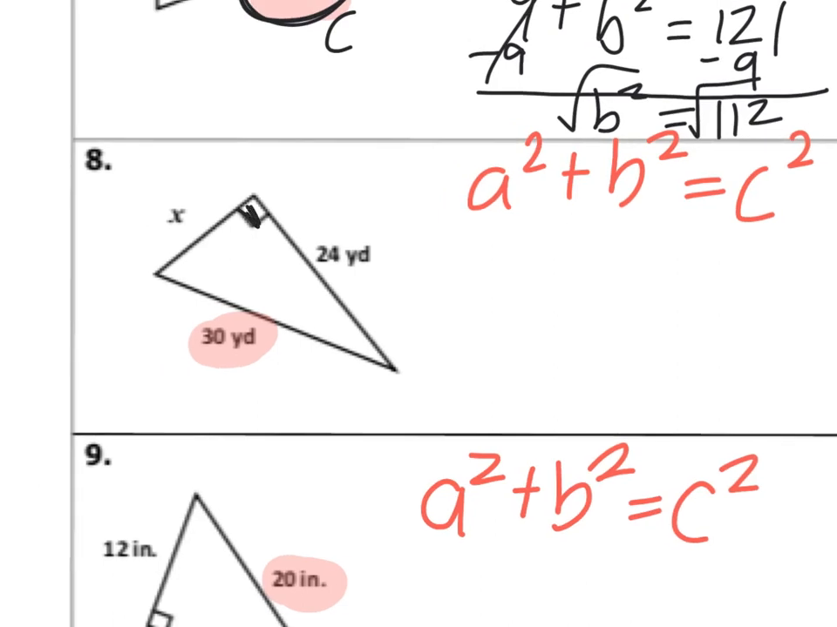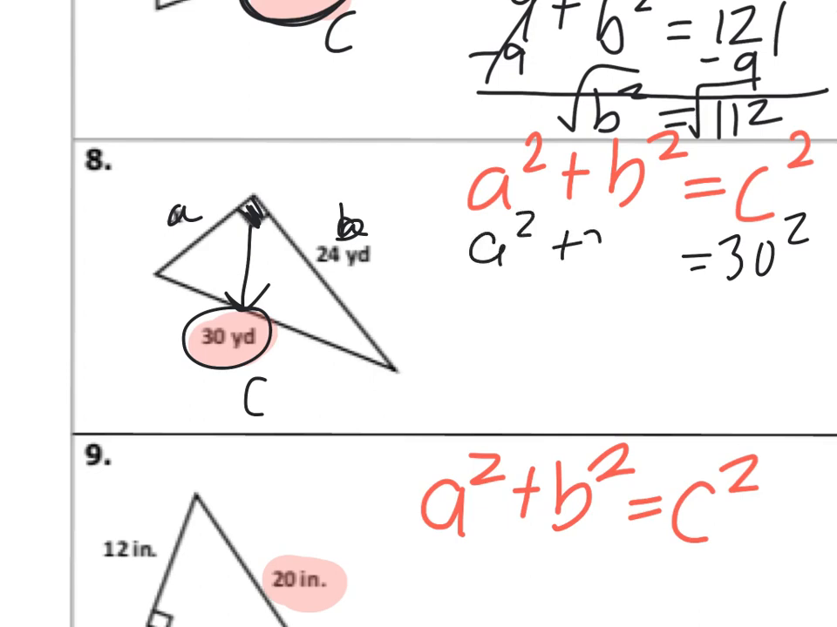We color in the right angle, go across the triangle. This is letter C, so 30 squared has to go in for C. This time let's make this A and let's make this B and we'll be missing A. So we're going to write A squared plus 24 squared. Okay, and then 24 squared is going to give me 576. Oops, sorry. And then 30 squared is going to give me 900.